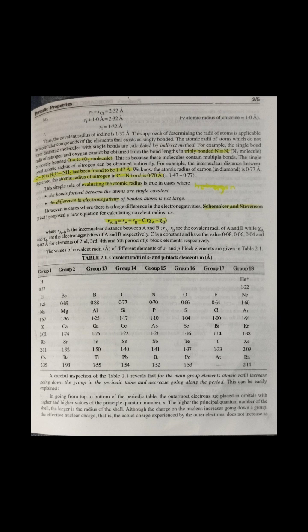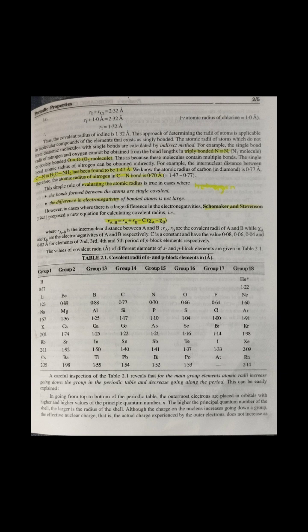However, in cases where there is a large difference in the electronegativities, a new equation is used for calculating covalent radii: r(A-B) = rA + rB - c|χA - χB|, where r(A-B) is the internuclear distance between A and B. rA and rB are the covalent radii of A and B, while χA and χB are the electronegativities of A and B respectively. c is a constant and has the values 0.08, 0.06, 0.04 and 0.04 angstrom for elements of the second, third, fourth and fifth periods of the p block elements respectively.